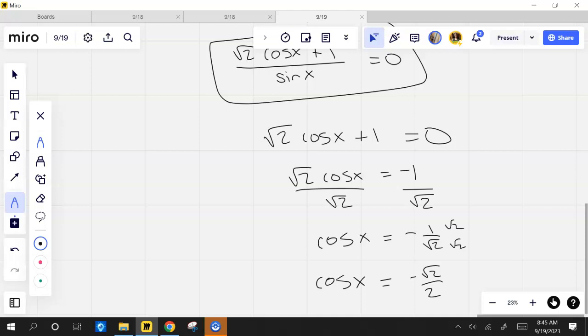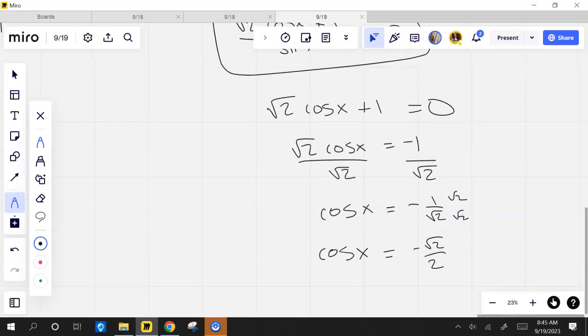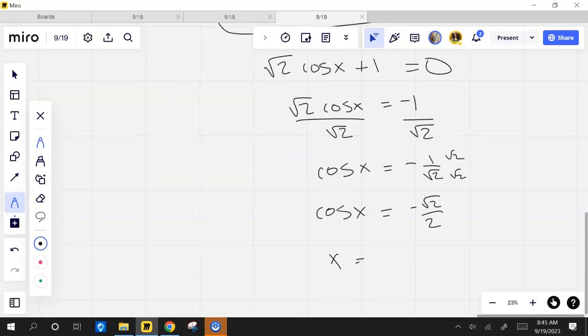Okay, so my cosine is negative, which puts me on the left side of the unit circle, right? I'm either in quadrant 2 or quadrant 3. So that's your answer, 3 pi over 4. How do you know it's not? Because if you look on your unit circle, there's two places where it's negative, right? 3 pi over 4 and 5 pi over 4 both have negative cosines. How do you know it's not 5 pi over 4?